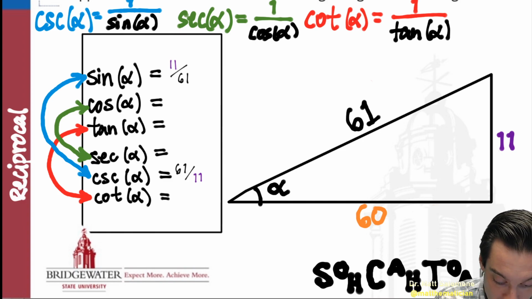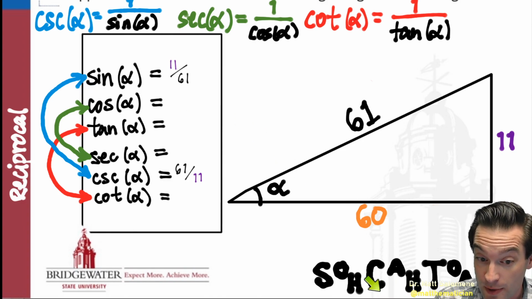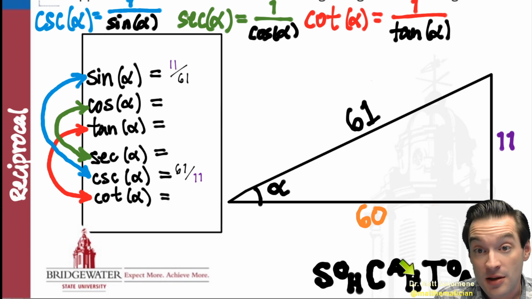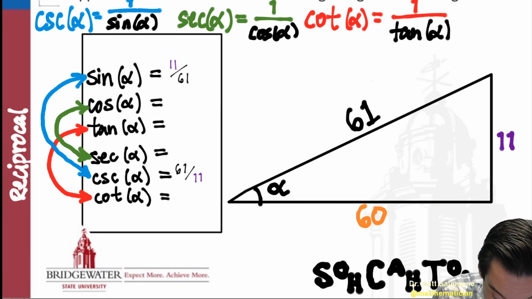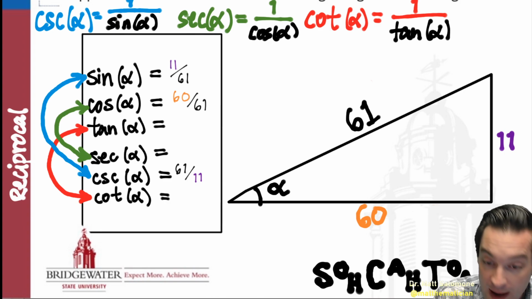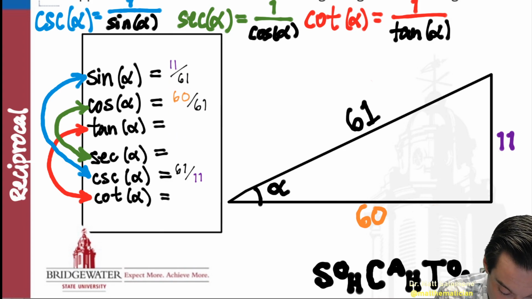So once you know the sine, you instantly know the cosecant. If we take that same logic to find the cosine, according to SOHCAHTOA, cosine is the ratio of adjacent to hypotenuse. The adjacent side here is 60, the hypotenuse is 61, and so the cosine is going to have a value of 60 over 61. And therefore, its reciprocal, which we call the secant, is going to have the value that is the reciprocal of that ratio. Instead of 60 over 61, the secant is going to be 61 over 60.